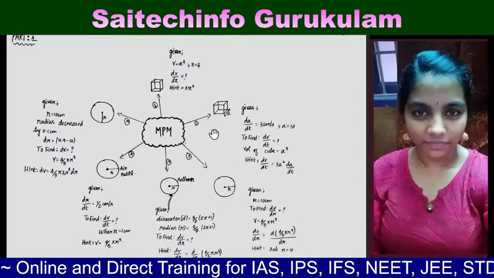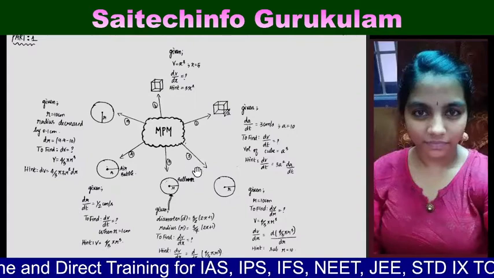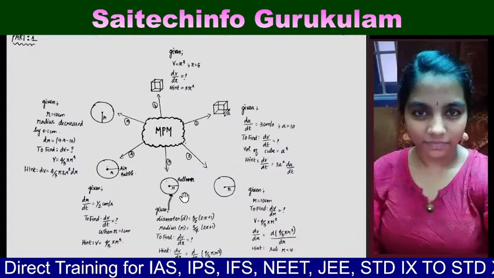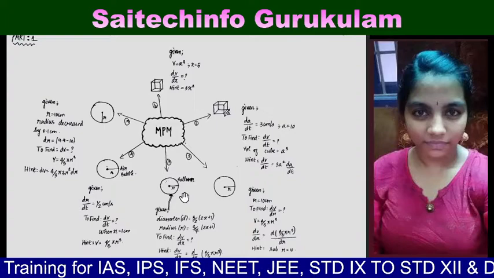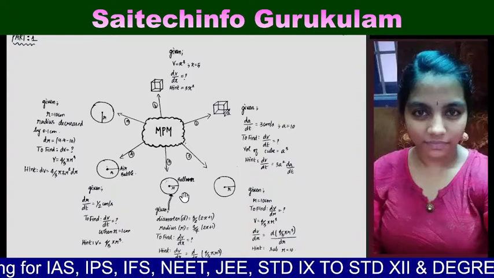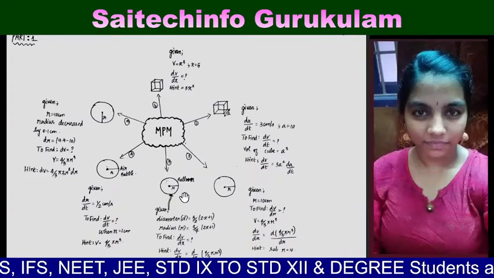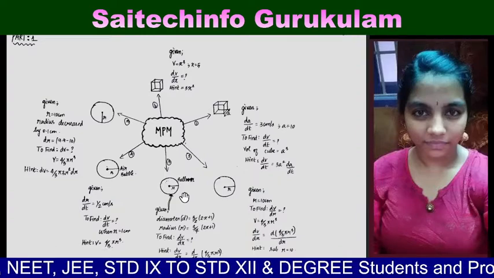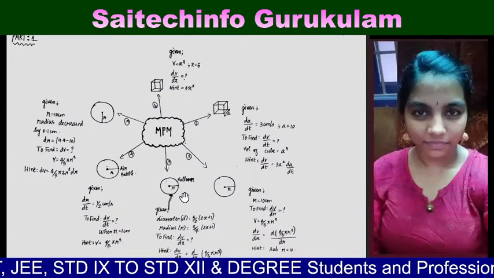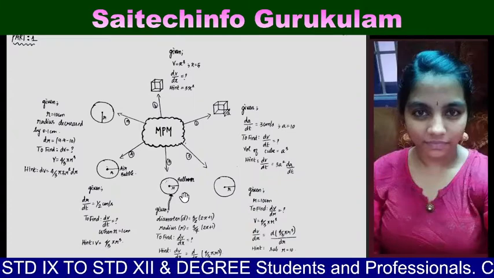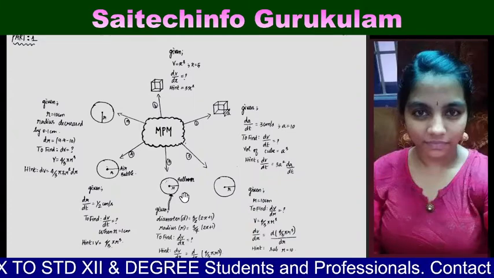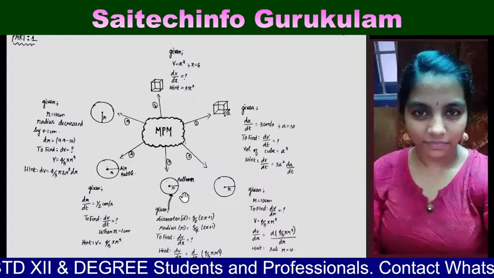Next is a balloon in the shape of a sphere. The diameter given is 3 by 2 (2x + 1), so that we can derive the radius equal to 3 by 4 into (2x + 1) to find dV by dx. The hint is nothing but dV by dx is equal to dV by dr into dr by dx, and just substituting the formula V is equal to 4 by 3 pi r cube.